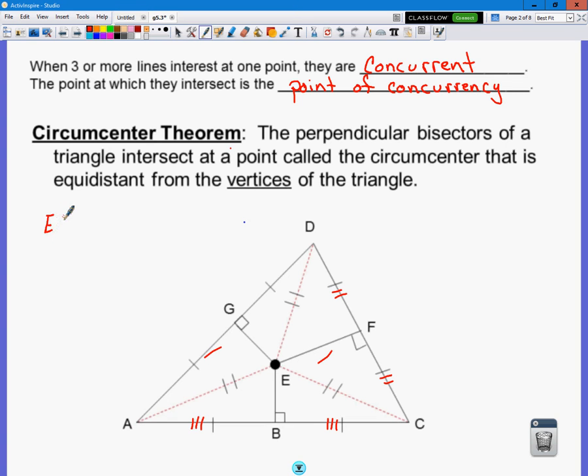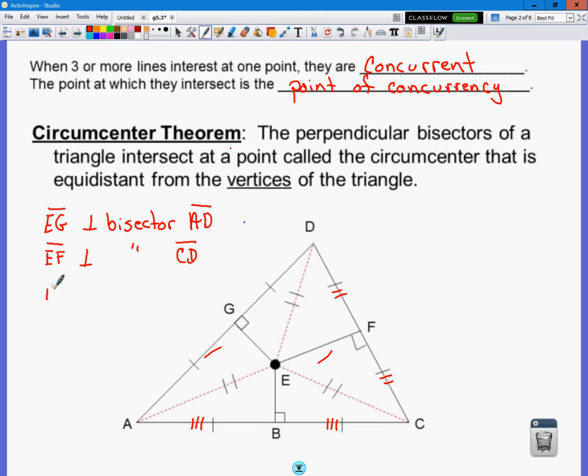What is segment EG? Look at it. What is it? It's a perpendicular bisector to AD. What is EF? A perpendicular bisector to CD.